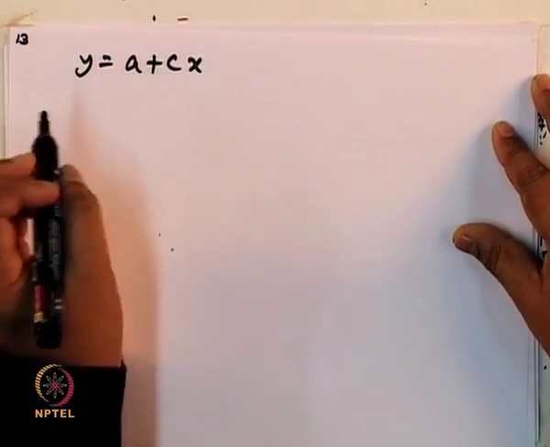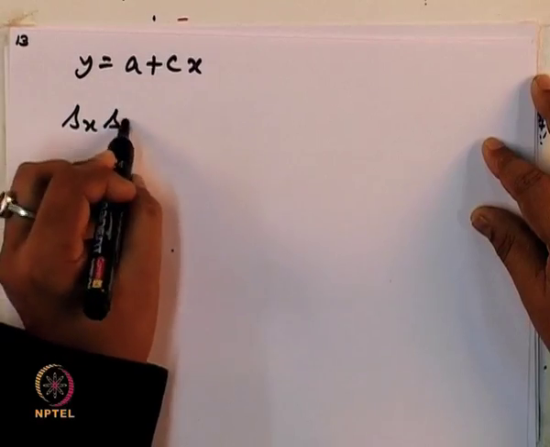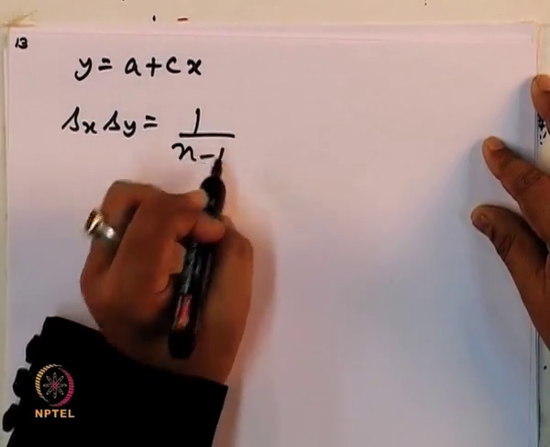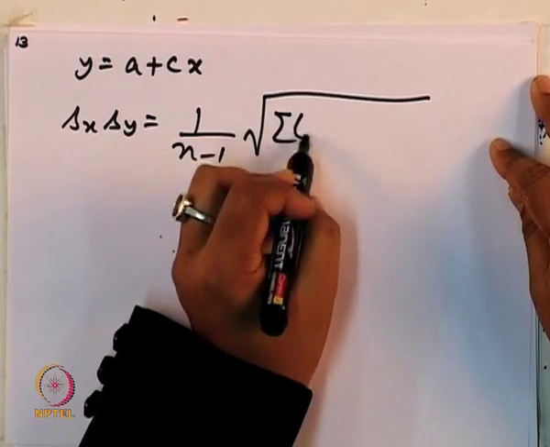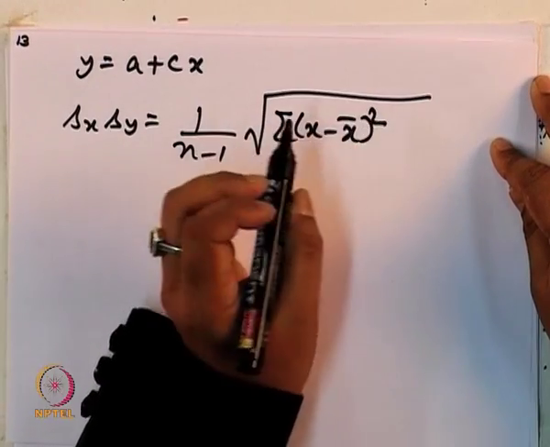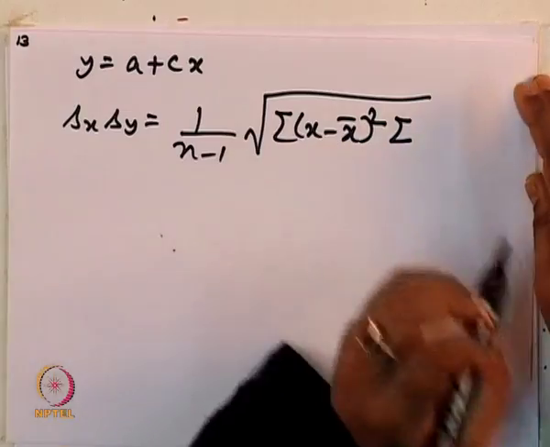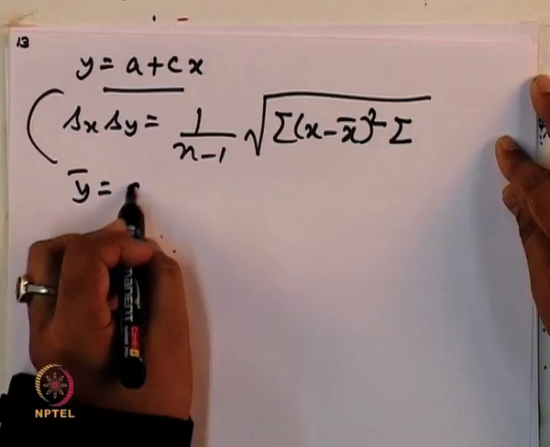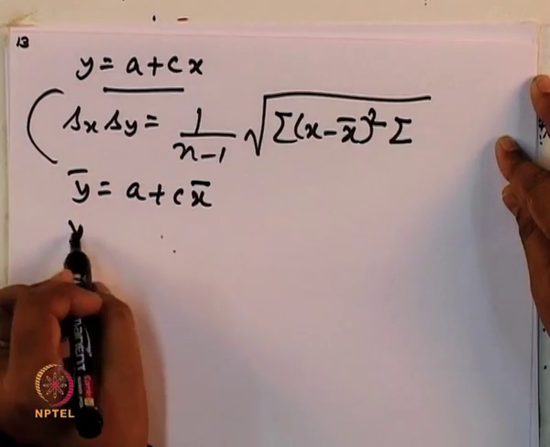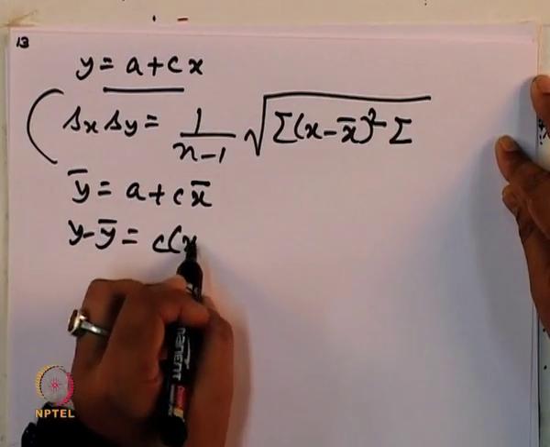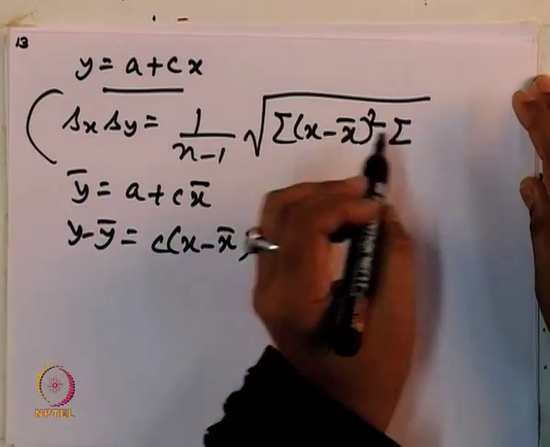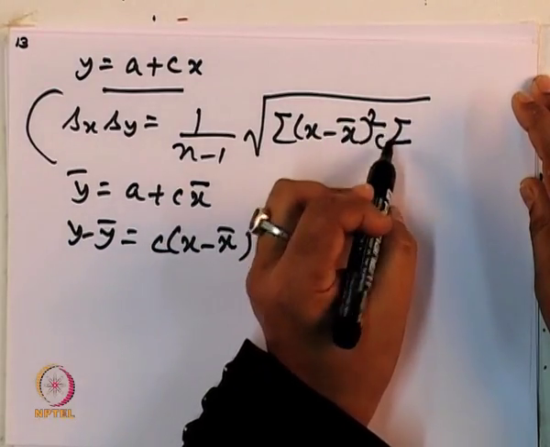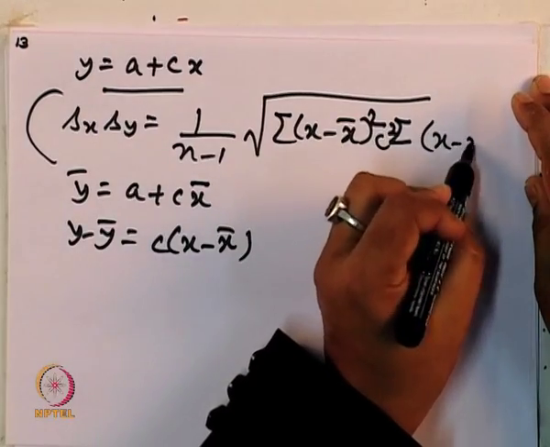Okay. If this is true, then I again know y is equal to A plus Cx. So, my Sx into Sy will be 1 by n minus 1 into root of summation (x minus x bar) whole square into summation of y minus y bar whole square. Again I know y bar is equal to A plus C x bar, so y minus y bar is equal to C of (x minus x bar). Okay. So, I can put my C outside, so C square into (x minus x bar) whole square.